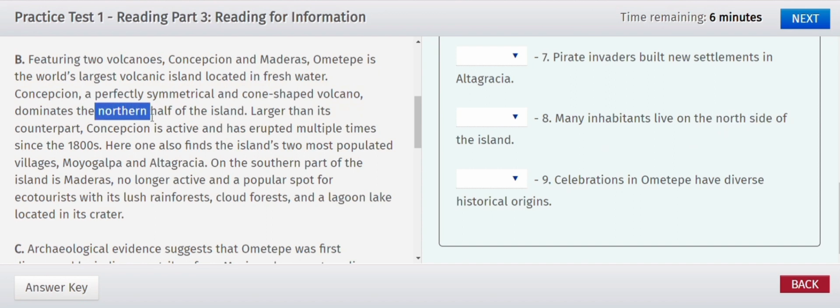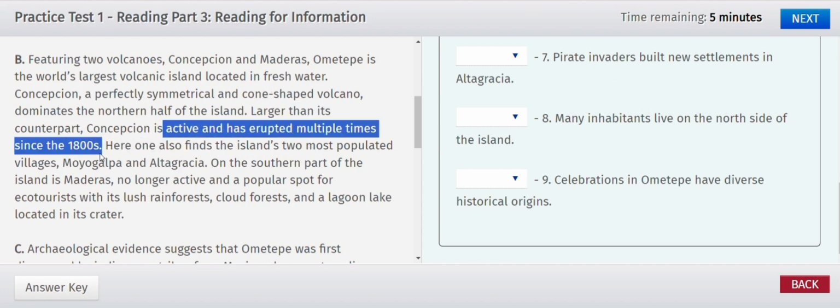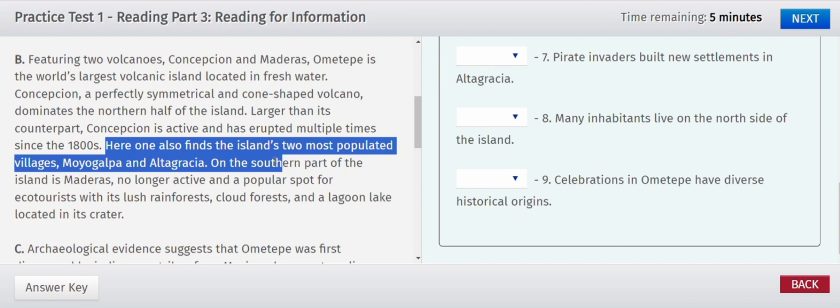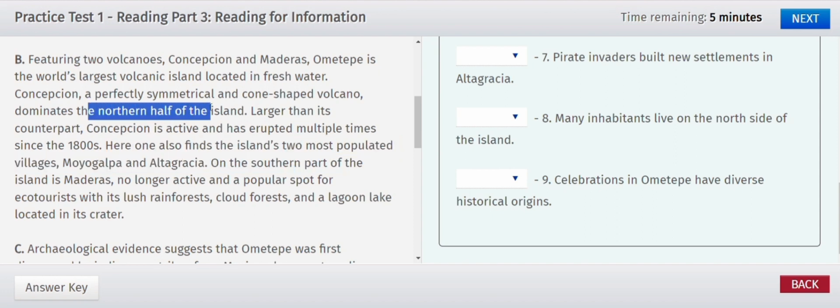Sometimes the idea given in the sentence is scattered across different sentences. So here we can say that it mentions the northern part. Going forward, you can see it is mentioning the place again. And then you can see a sentence: Here one also finds the island's 2 most populated villages. So what does this mean? In the north, there are 2 most populated villages. So that is what is being mentioned in the 8th statement. Many inhabitants live on the north side. The most populated villages are in the northern half of the island. So that makes sense, right? So this is the way you have to arrive at answers.